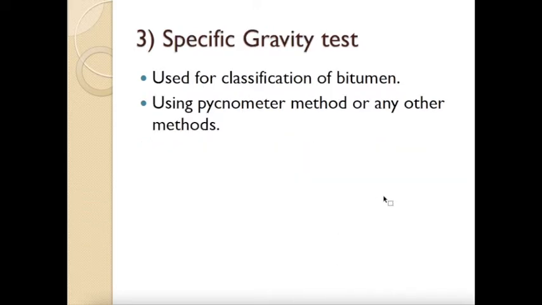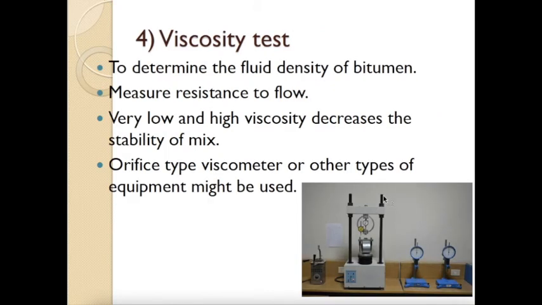So the next one is the specific gravity test. It is used for the classification of bitumen, and it is using the pycnometer method, or it can also use any other methods. And the last one is the viscosity test. It is to determine the fluid density of the bitumen, and it is done by measuring the resistance to flow. Very low and very high viscosity decreases the stability of the mix, and an orifice type of viscometer or other types of equipment might be used in order to get this viscosity test, right? So this viscosity is also known as the thickness of the material.